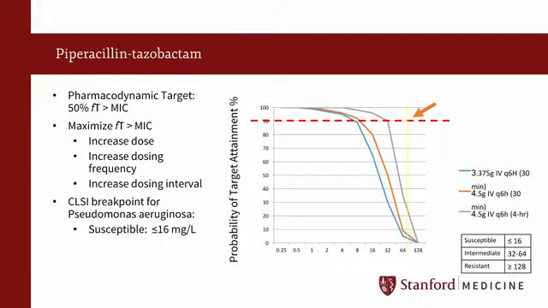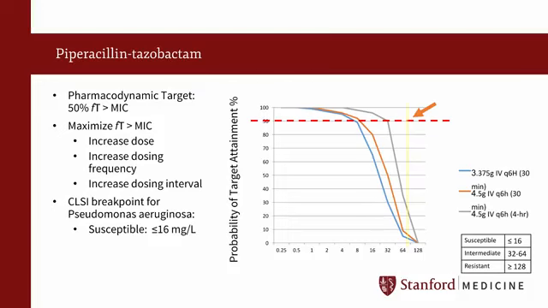When you prolong the infusion of 4.5 grams every 6 hours to be administered over 4 hours, the probability of target attainment is increased significantly, upwards of 90%. This method of prolonging or continuous infusion of time-dependent antibiotics allows for a higher probability of achieving the goal pharmacodynamic target compared to intermittent dosing, and can be especially beneficial in the critically ill population and those infected with organisms that have a higher MIC.